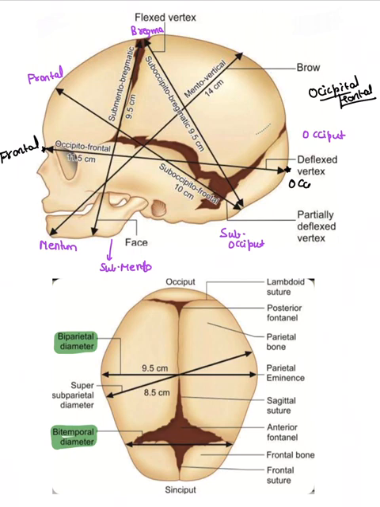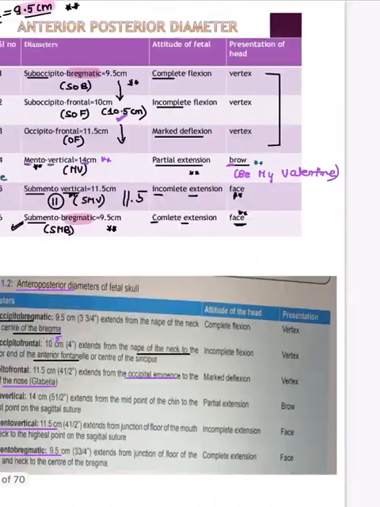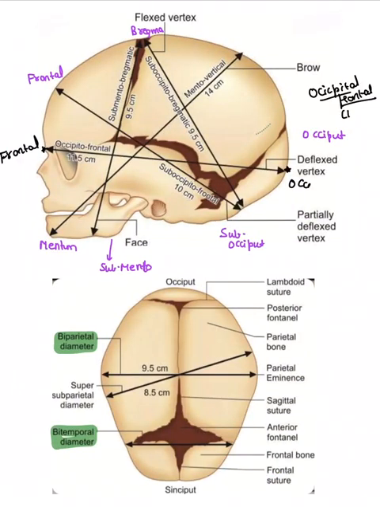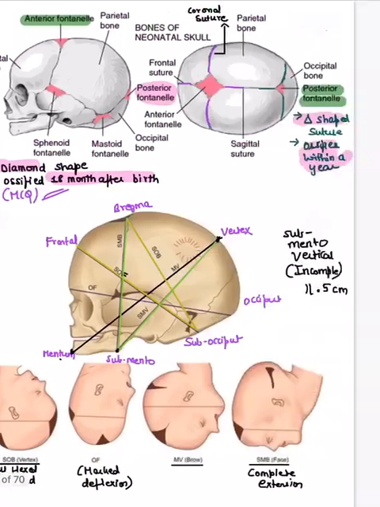9.5, that was suboccipitobregmatic. Then suboccipitofrontal was 10.5. Occipitofrontal is 11.5, guys. So this is 11.5 centimeter, guys. So this completes the anteroposterior diameter, guys.